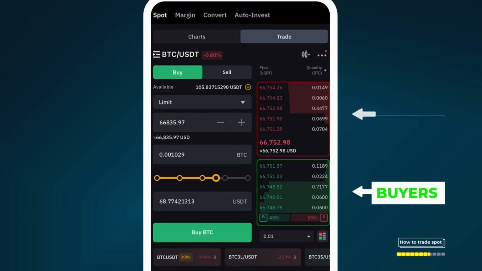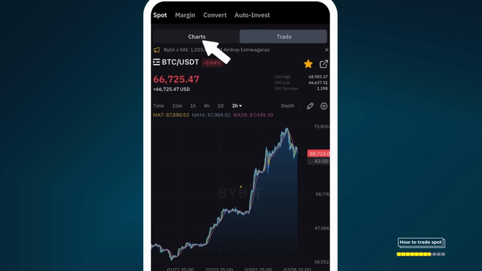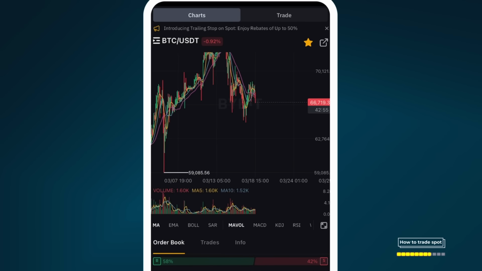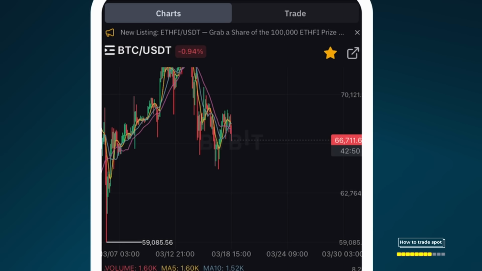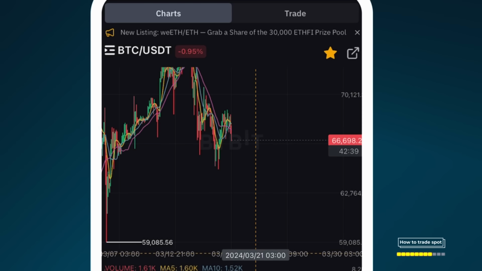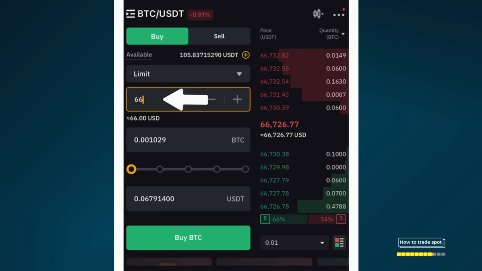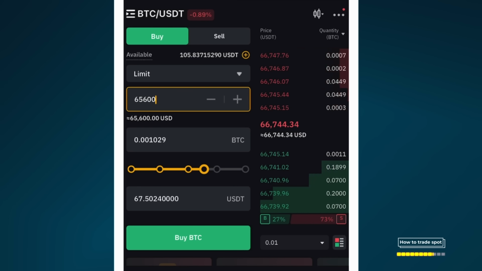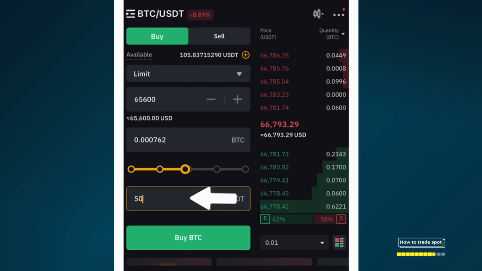Let me just go ahead and show you how to make a buy so it's clear. So if I click on charts and I look at this, let's say I want to buy Bitcoin at this price. I want to buy it at this price. I want to buy maybe when the price gets to 65,600. So I'm going to go back to my trade, and under limit I'll write 65,600. This is the price I want to buy at. Let's say I want to buy $50 worth of Bitcoin at that price. I click on 50 and I click on buy.